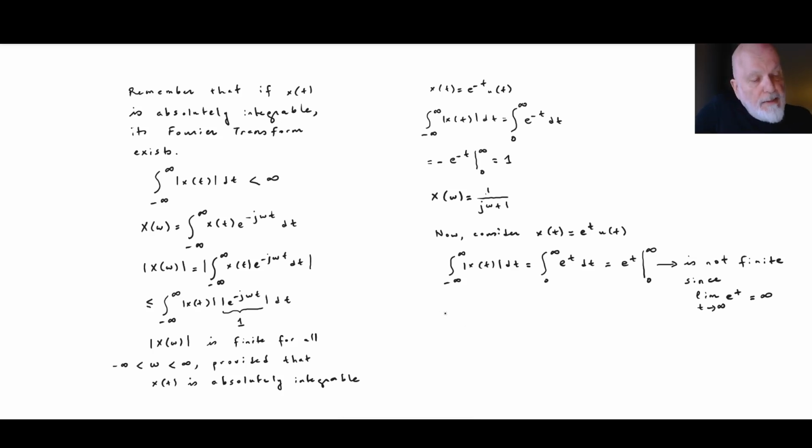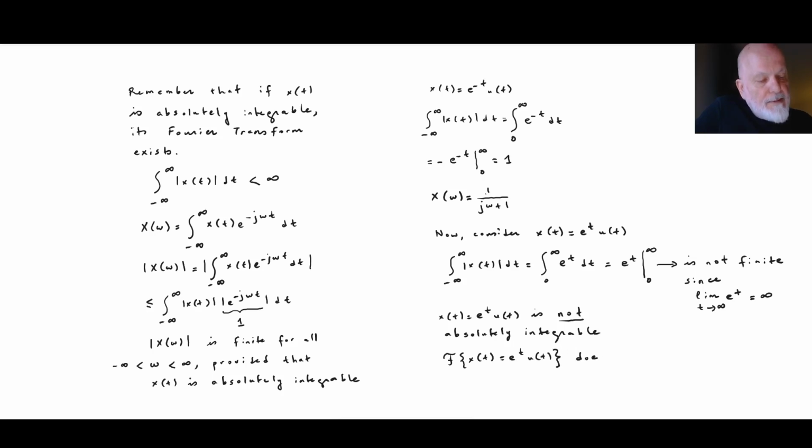Therefore, the signal x of t, which is equal to e to the t u of t, is not absolutely integrable. And therefore, its Fourier transform does not exist. So the Fourier transform of x of t, which is e to the t u of t, does not exist.